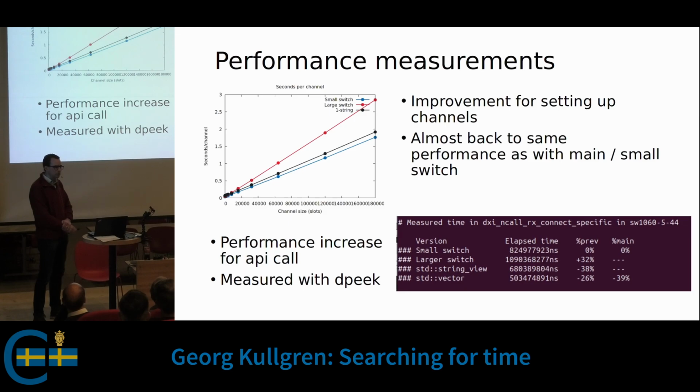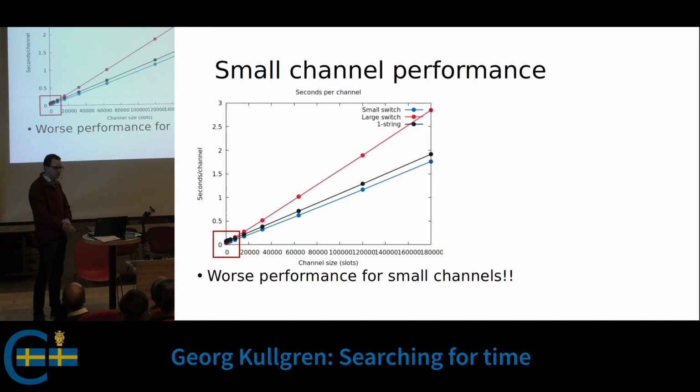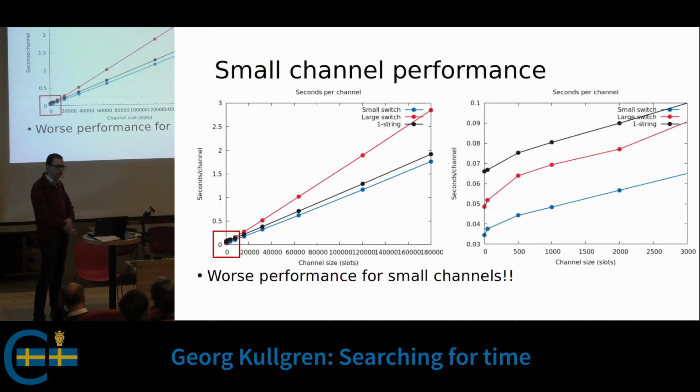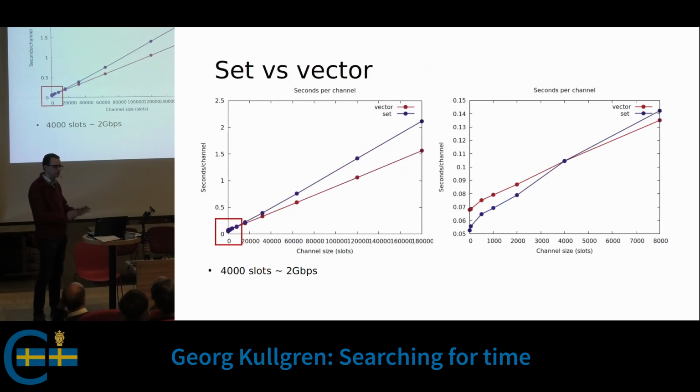But first, we need to revisit this change between set and vector. Since when we checked the performance for the smaller channels, we could see that those got quite a lot worse. So we went back and compared just standard set and standard vector to see where we get the best performance in what situations. And we could see we have a break-even point at 4,000 slots. And that corresponds to 2 gigabit per second.